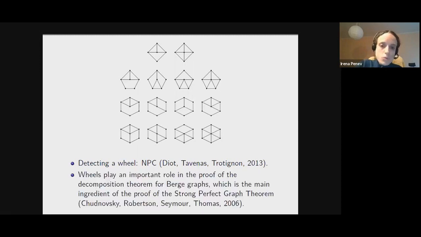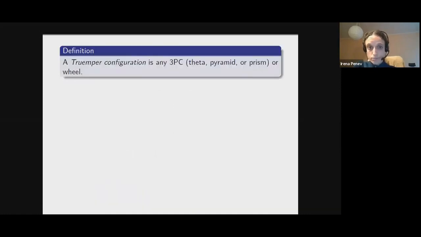And I just wanted again to mention that these wheels played an important role in the proof of the decomposition theorem for Berge graphs. And that decomposition theorem for Berge graphs is the most important ingredient in the proof of the strong perfect graph theorem. So these are structures that actually appear quite a lot in structural graph theory.